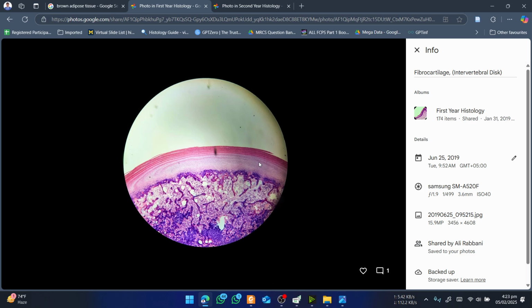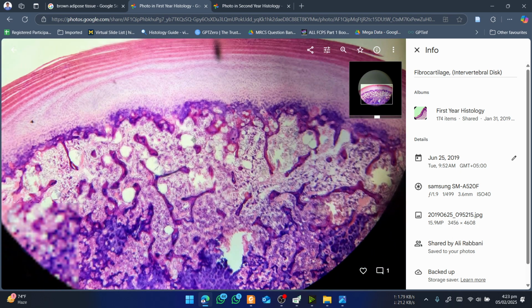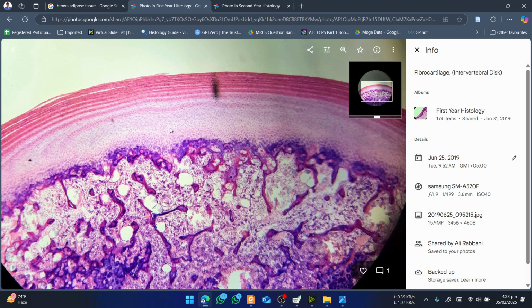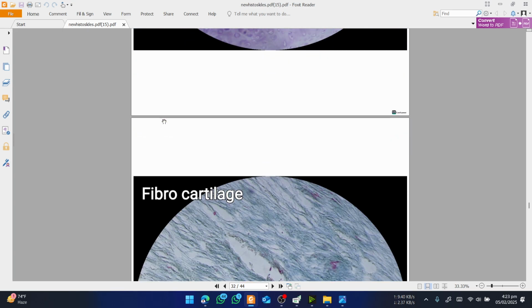This is again an example of hyaline cartilage, that is the articular. This is the spongy bone below, and the cartilage above, that is making the tip of your long bones for making the joints. So this is the hyaline cartilage.